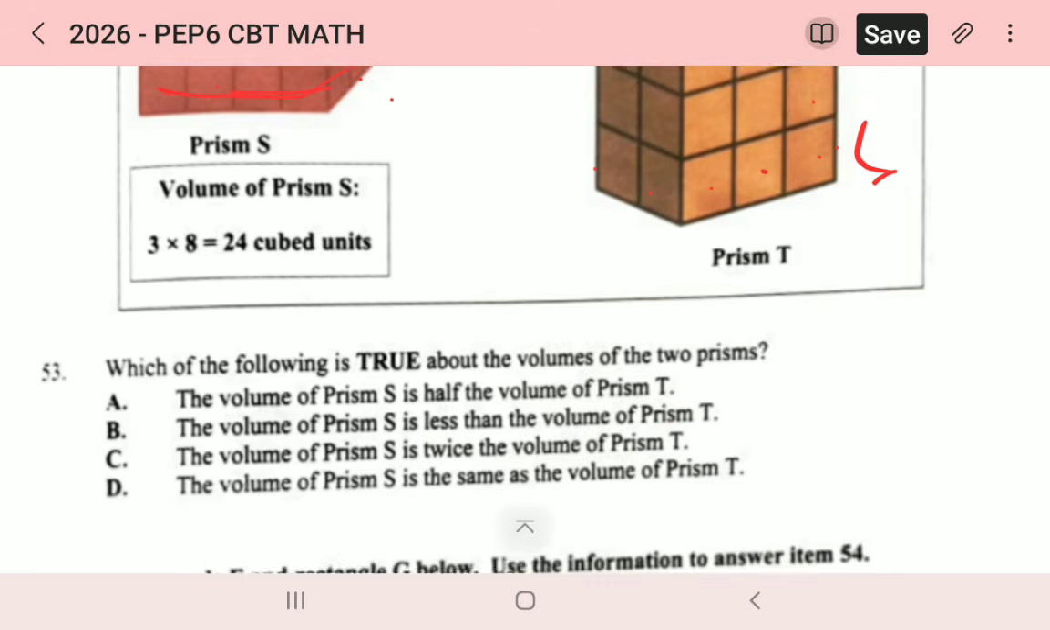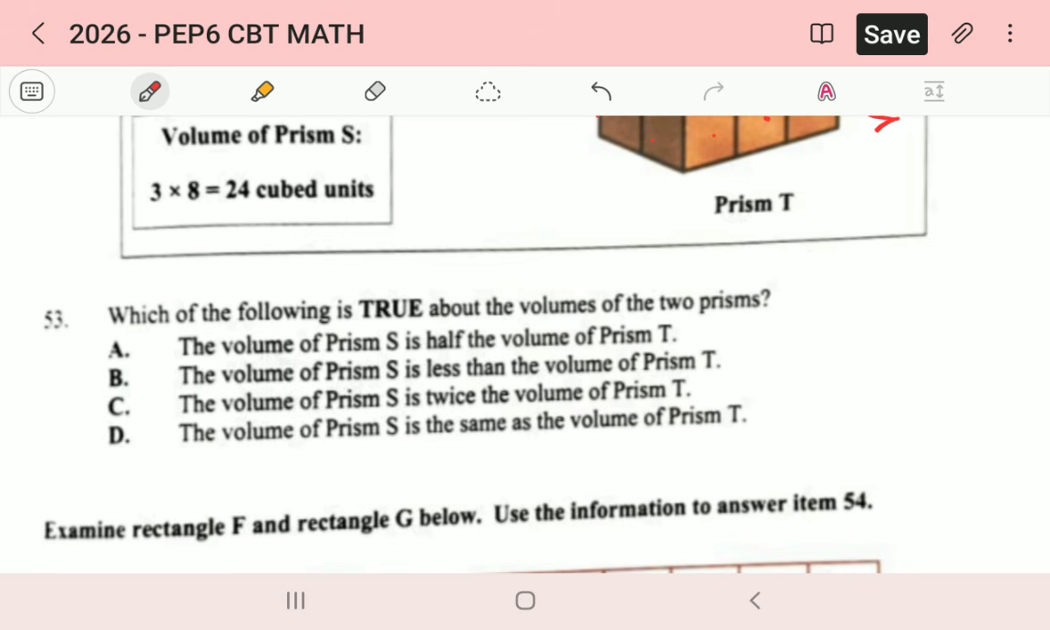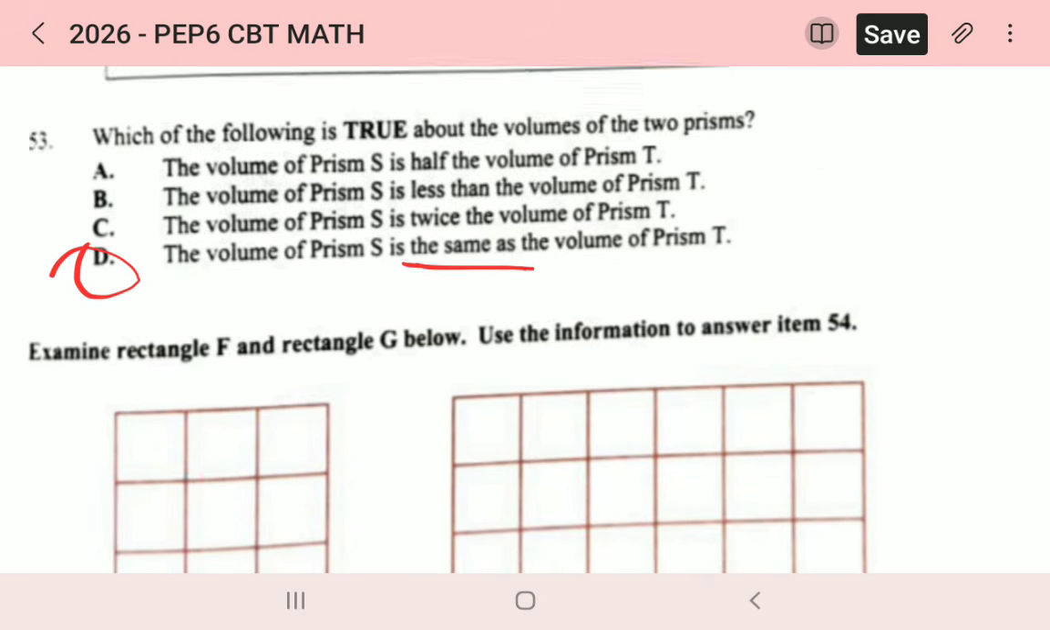Let's see what they want down there. Which is true? The volume of prism S is half the volume of prism T. No, because we got 24 for both. So you're looking for the one that says they're the same, which is at D. The volume of prism S is the same as the volume of prism T.